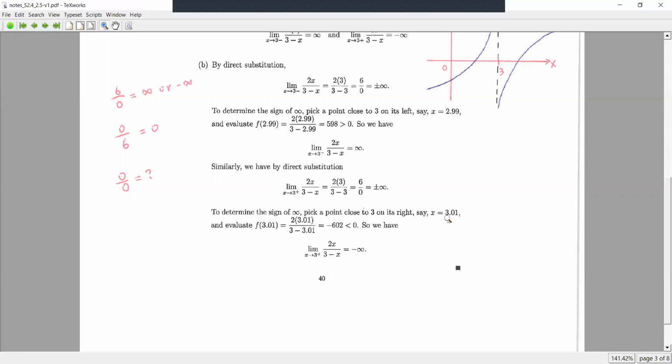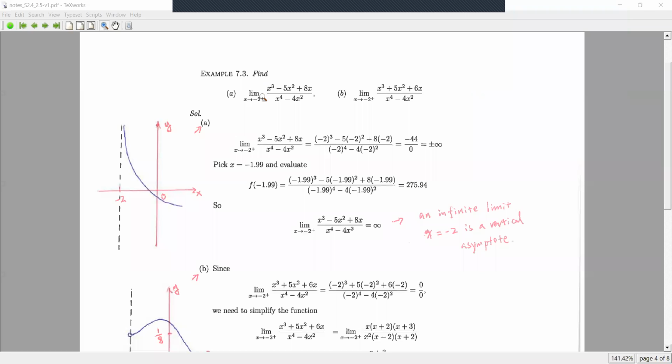Say I pick 3.01 and then compute the function value at 3.01. Then I get the function value is negative 602, less than 0. So when x is close to the number 3 from the right, the function value is negative. Therefore, this infinity should be a negative infinity. So we have this result.